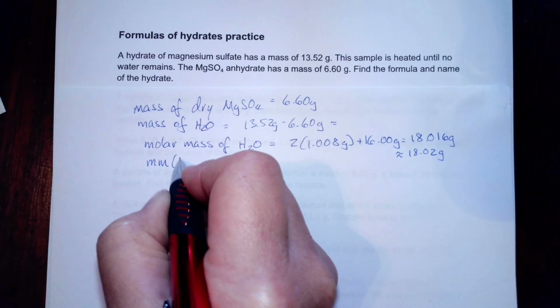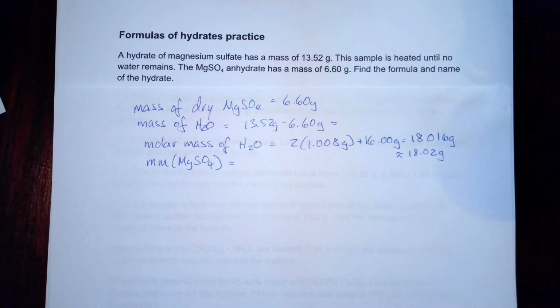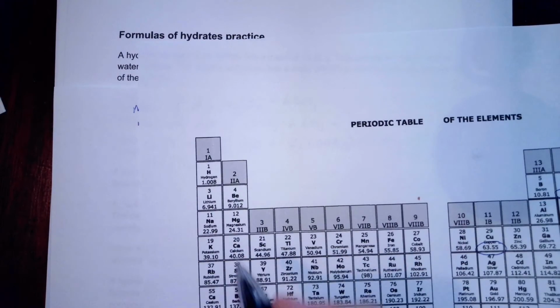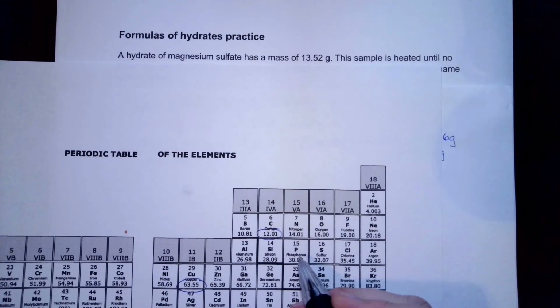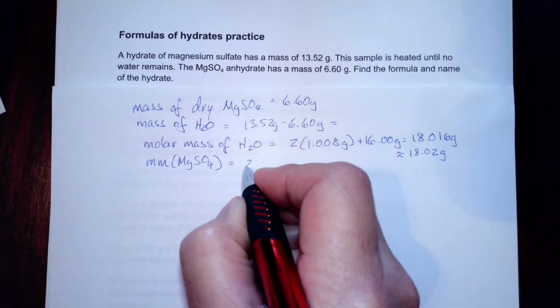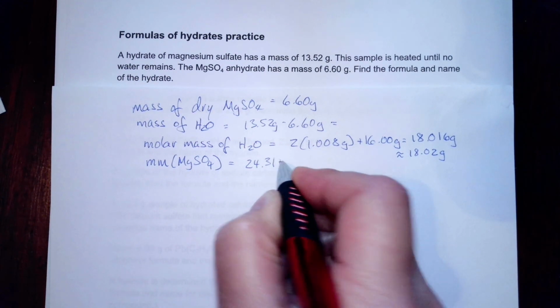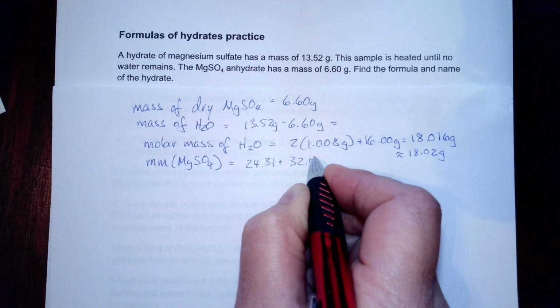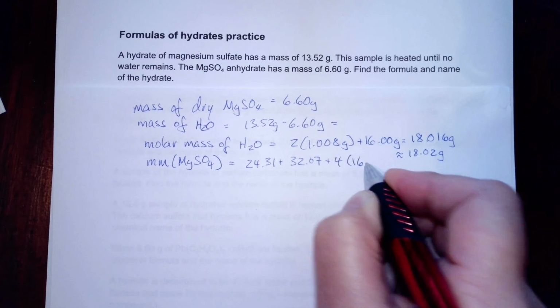All right, molar mass of magnesium sulfate. We have 1 magnesium, 1 sulfur, and 4 oxygens. So the molar mass of magnesium is 24.31. The molar mass of sulfur is 32.07. So we have 24.31 plus 32.07 plus 4 times 16.00.